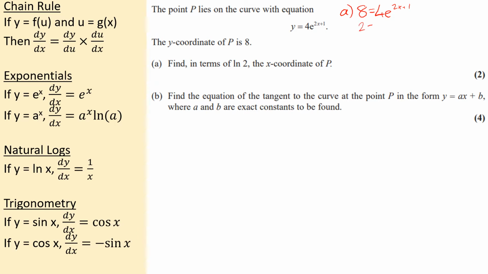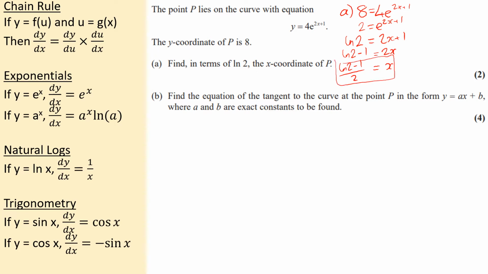Divide by 4 would seem sensible to start with. And then we want to take natural logs of both sides because that would get rid of this and just leave us with 2x plus 1. And then if we want to get x on its own, we're going to have to subtract the 1. So ln 2 minus 1. And we're going to have to divide by 2. So x is ln 2 minus 1 all over 2. So there we go. That's our x coordinate of P.